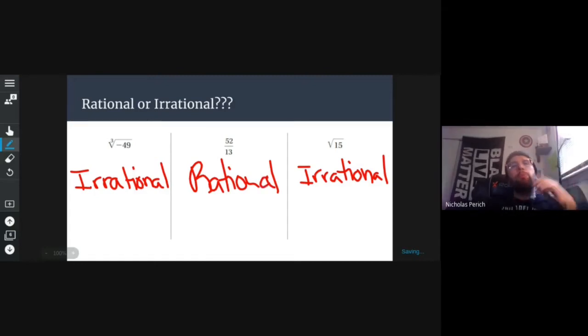Okay. Easy. If it's an ugly mess, it's irrational. If it's fine, or if it's a fraction, or if it stops, or if it repeats itself, then it is rational.